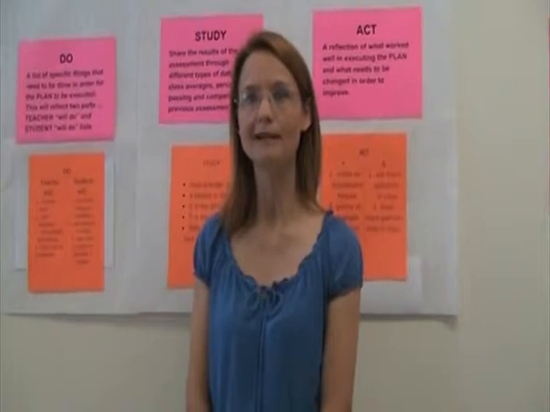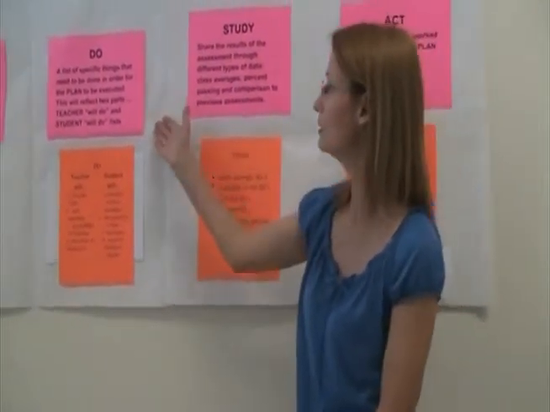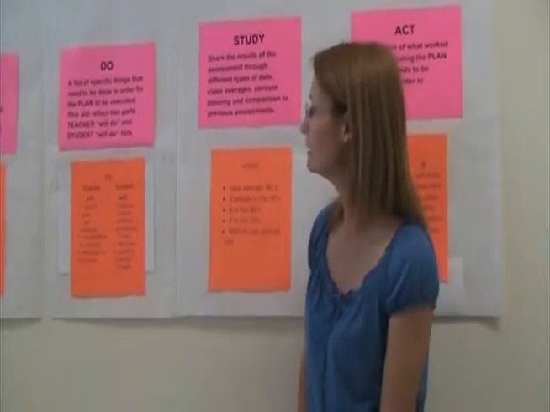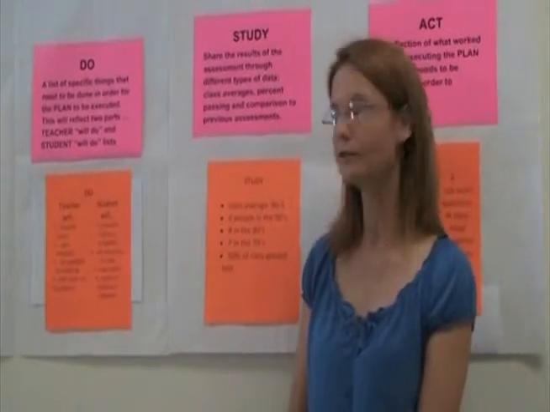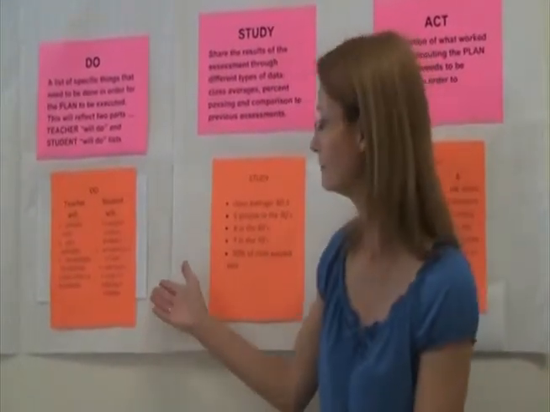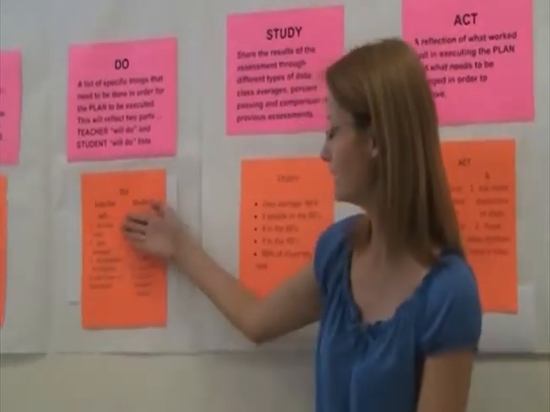The first time you do this cycle, you will stop at this point and then begin doing the plan. As the week passes, be sure to point out the things on the list that you are doing and remind students of what they committed to do to be successful. Here's the do. A list of specific things that need to be done in order for the plan to be executed. This will reflect two parts. Teacher will do and student will do list. Here's an example from the math class. Do. Teacher will provide notes, give examples, be available for tutoring, post notes on Blackboard.